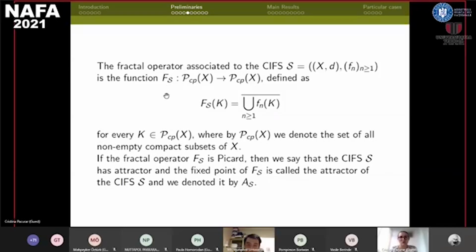of all non-empty compact subsets of X and with values in the same set, and it is defined as the closure of the union of all the constitutive functions Fn applied to the compact K. If the fractal operator is Picard, then we say that the countable iterative function system S has an attractor, and the fixed point of the fractal operator is called the attractor of the countable iterative function system S. We will denote this attractor by A_S.